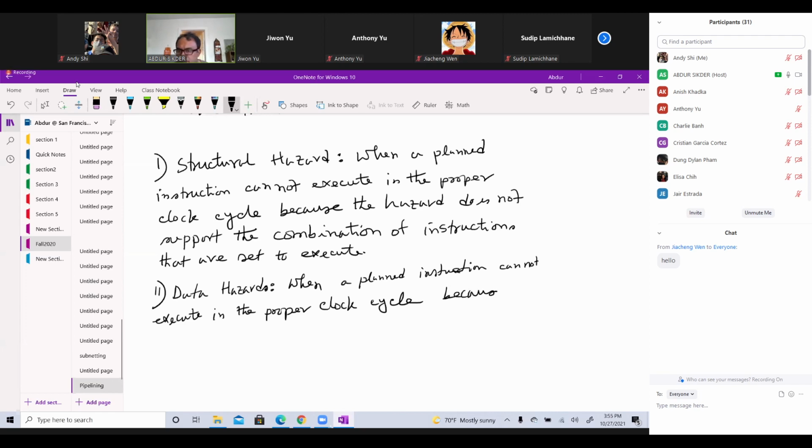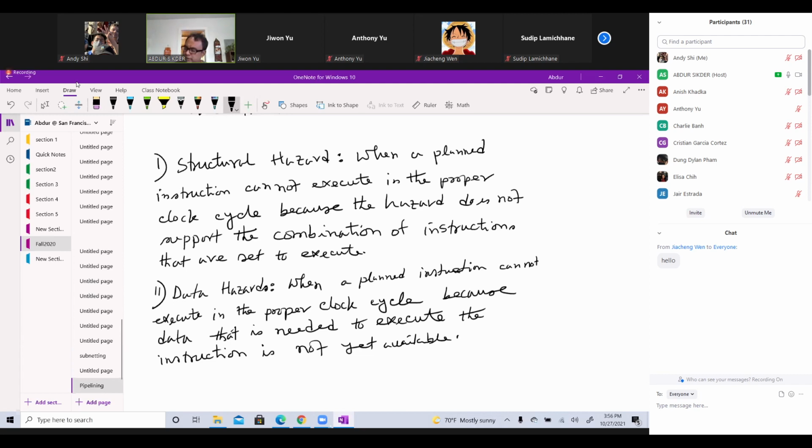because data that is needed to execute the instruction is not yet available. It's not there basically. So that's the data hazard.